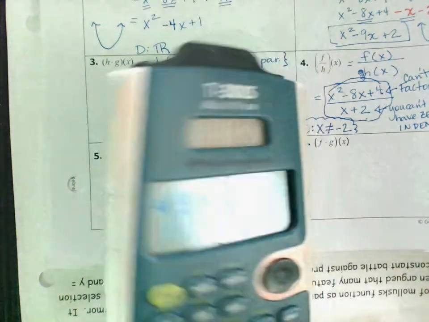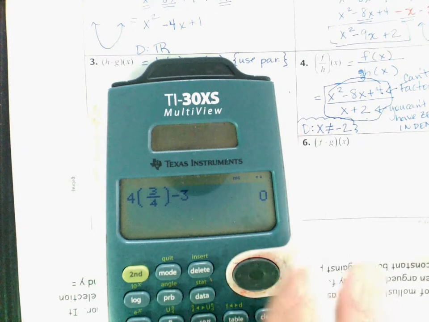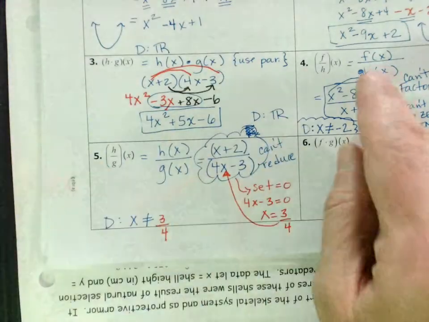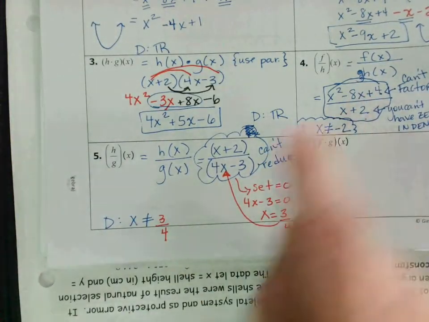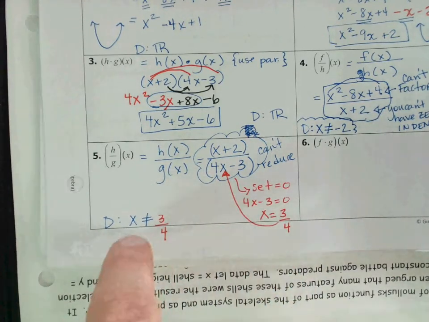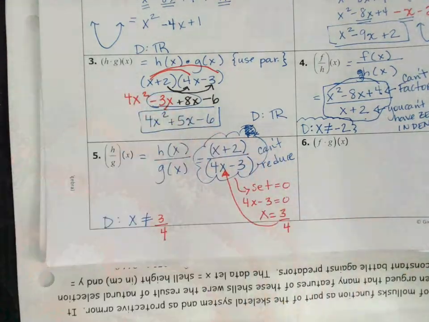What is it? Minus 3. And I get 0 back. Okay? So sometimes you can just look at it and know what x can't be, like x couldn't equal -2 here, that was easy. But if you can't figure out what it is, set it equal to 0, solve for x, and that is the one x value it can't be, because if you were to plug it in, you get a 0 in the denominator, and that's illegal.